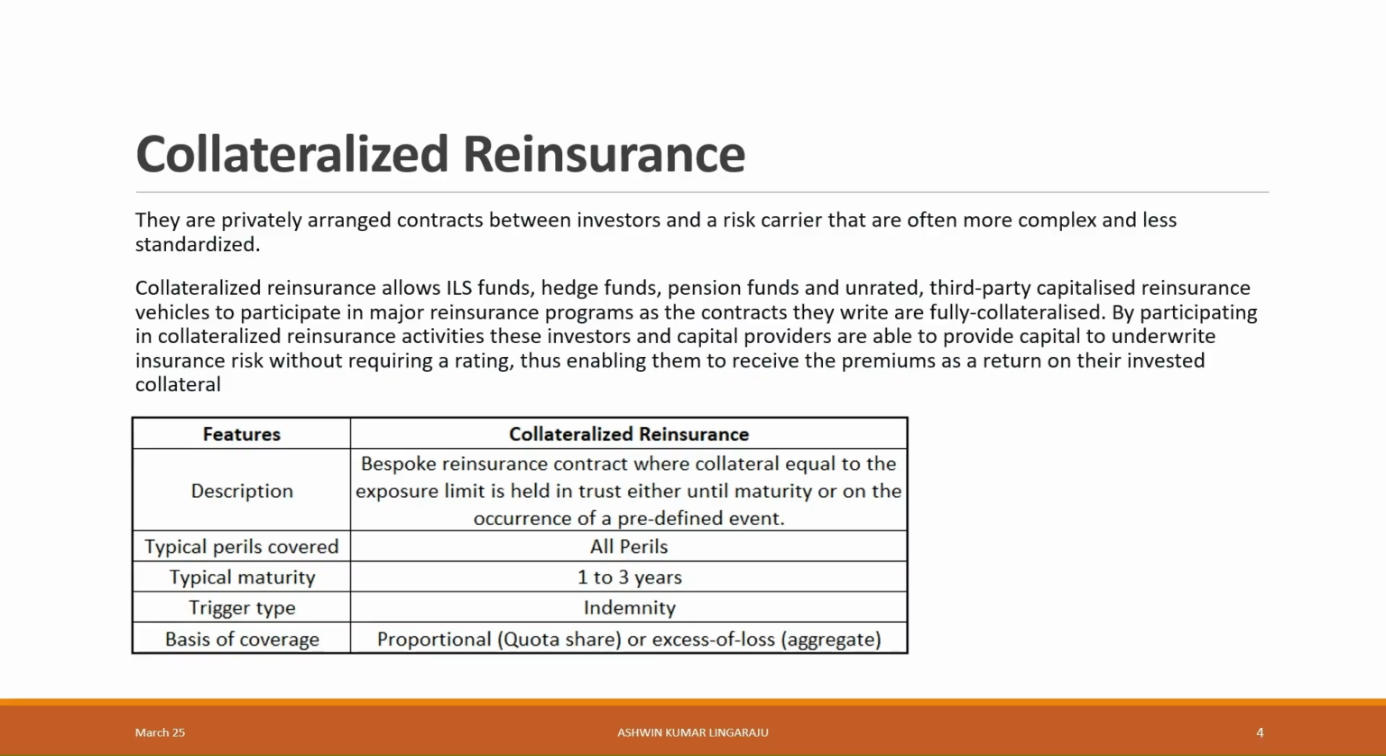So what are its features? Collateral equal to the exposure limit is held in a trust either until maturity or on occurrence of a predefined event. All perils are covered and maturity is about 1 to 3 years. Trigger type is indemnity, which means that it is based on actual claims of the carrier, and basis of coverage is proportional, quota share, or aggregate excess of loss, or both.